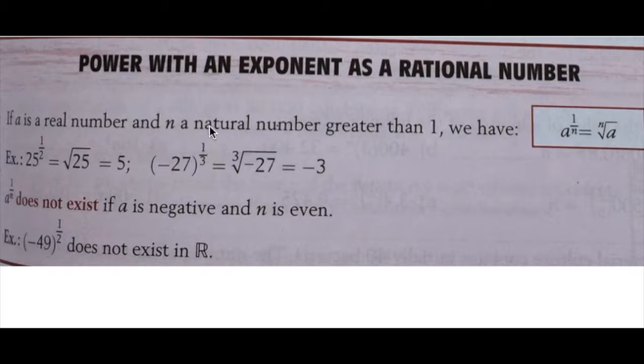Negative 27 to the 1/3 is the cube root of negative 27. You can't take the square root of a negative, but you can take the cube root, or the fifth root, or the seventh root, any odd numbered root. So the cube root of negative 27 is negative 3.